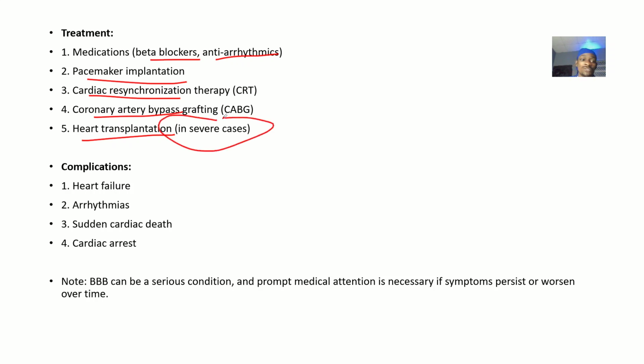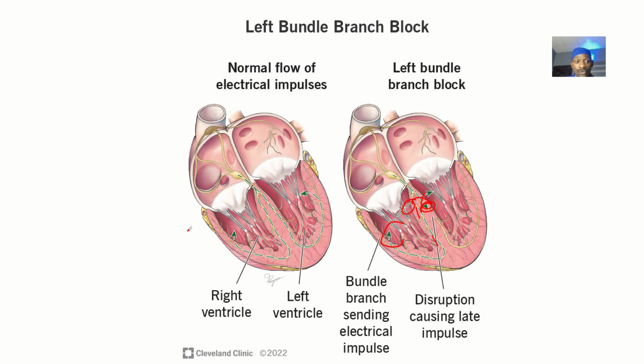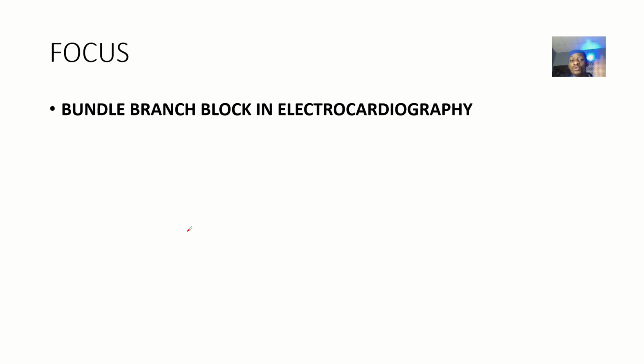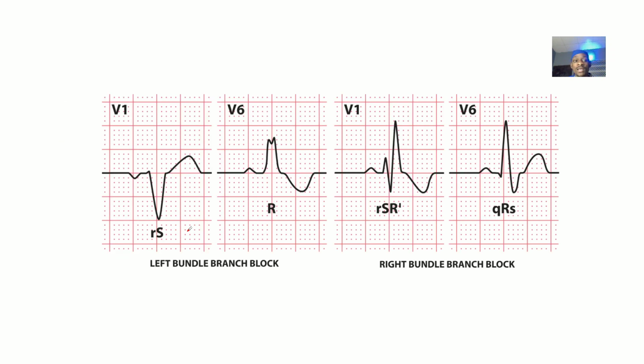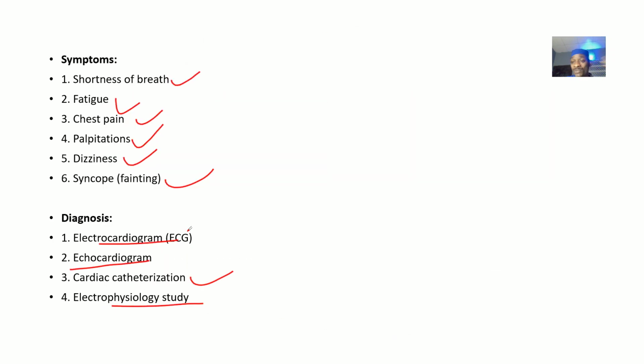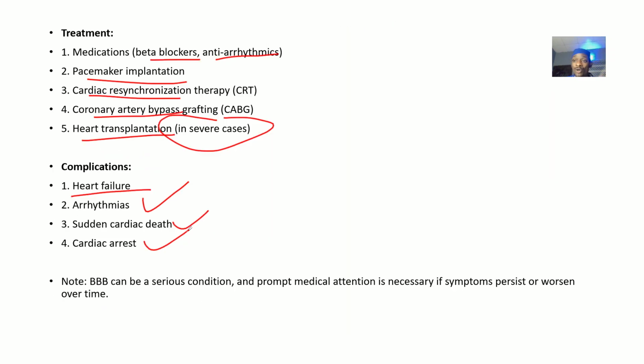Then talking about complications, if a bundle branch block is left untreated, it can lead to heart failure, arrhythmias, which are irregular heartbeats. It could lead to sudden cardiac death, and cardiac arrest. So that's it about bundle branch block in electrocardiography: basically the types, causes, symptoms, diagnosis, treatment, and complications.